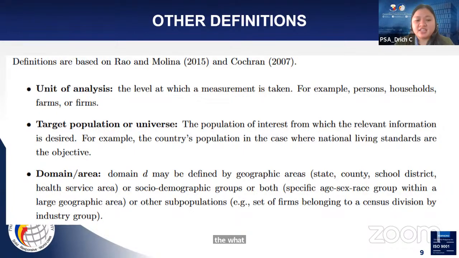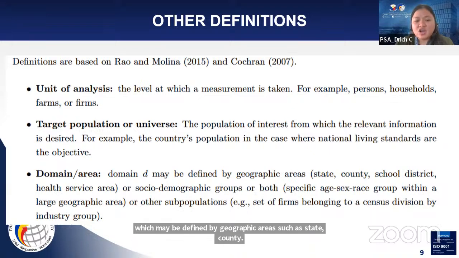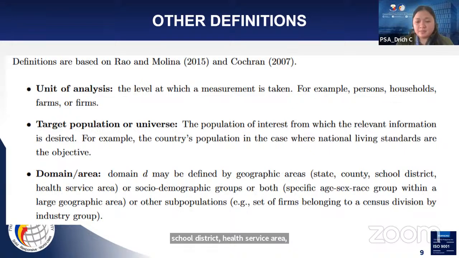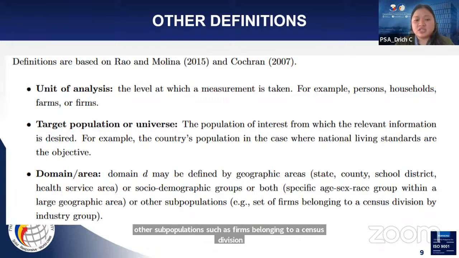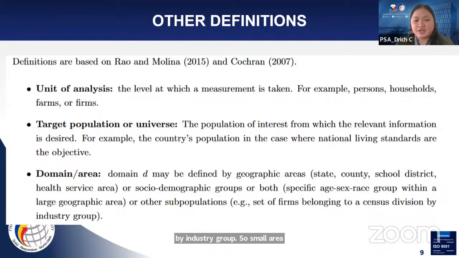So also we define the domain or area, denoted as D, which may be defined by geographic areas such as state, county, school district, health service area, or socio-demographic groups, or both, such as specific age, sex, race group within a large geographic area, or other subpopulations such as firms belonging to a census division by industry group. So small area estimation is not limited to geographic areas. It can either be socio-demographic groups or other identified subpopulations of interest.